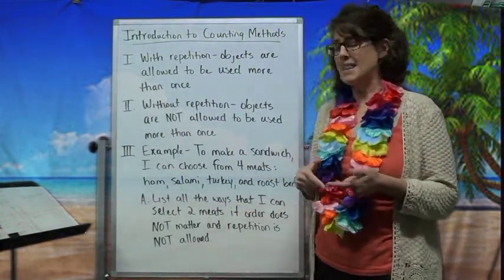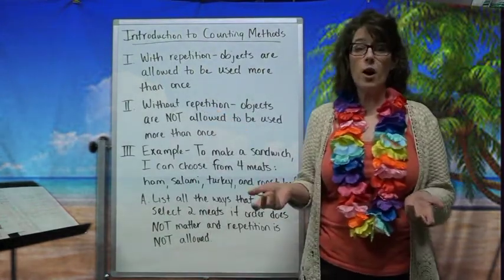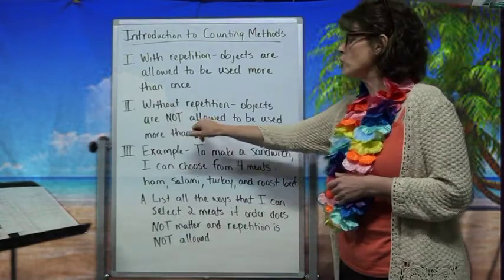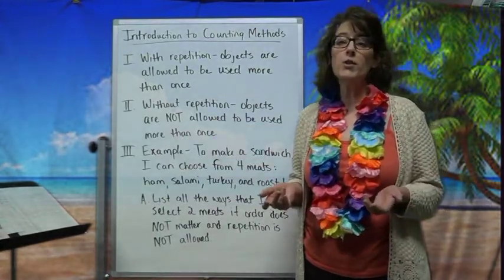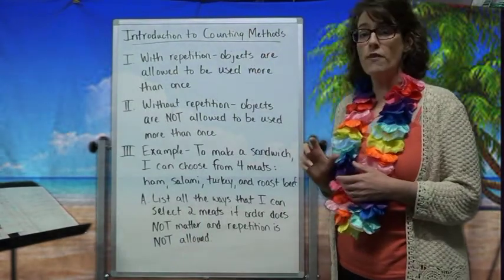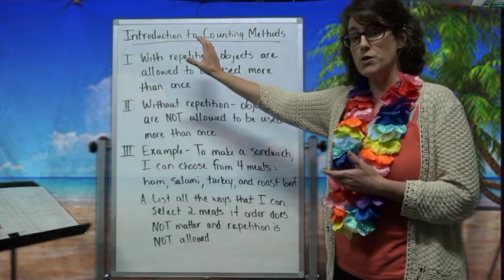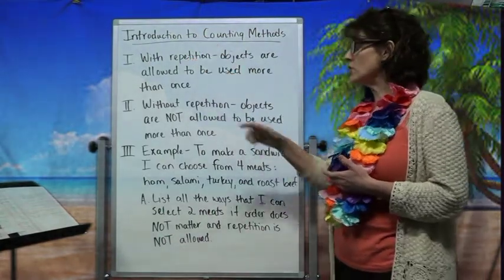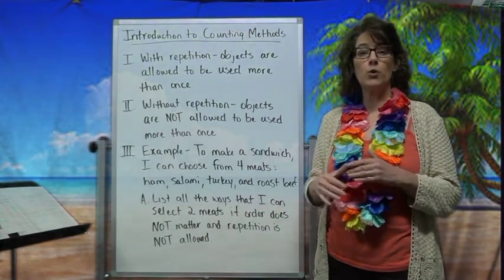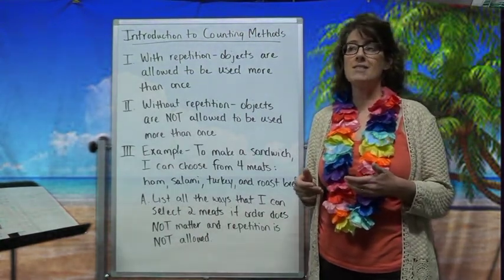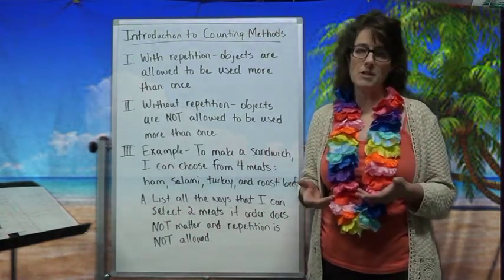On the flip side of that is the idea of without repetition. Without repetition is exactly the opposite of that. In other words, the objects are not allowed to be used more than once. So in the example of the book on the shelf, what that means is I take the book off the shelf, I am not allowed to put the book back on the shelf to be used again. So repetition is not allowed in that case. This is very important when we are creating sample spaces and trying to decide how many options or how many combinations we can make in a situation.